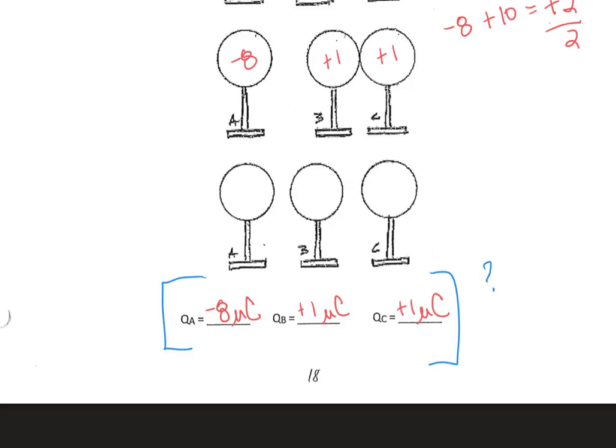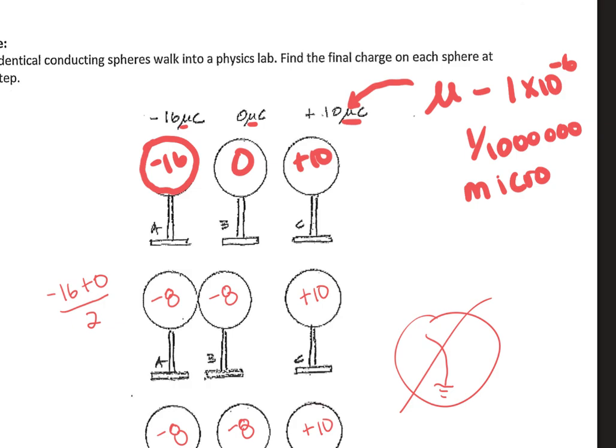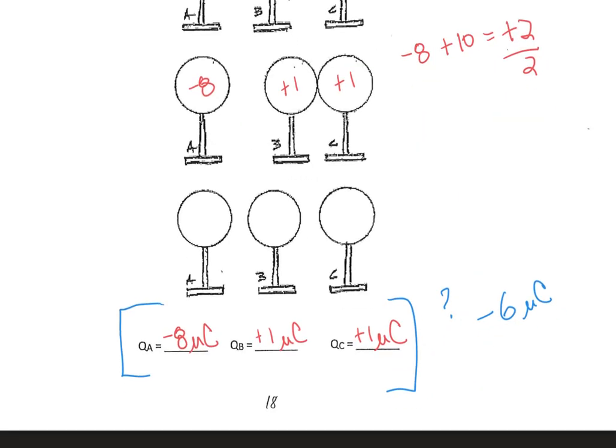What's the total charge of all three of them at the end? Negative 8 plus 1 plus 1. I believe that adds up to negative 6 microcoulombs, right? Easy. What was the total charge at the beginning? Negative 16 plus 10. The total was negative 6. This has proven that if you do addition and divide by 2, then the charge will be conserved. So this is really proving conservation of charge.